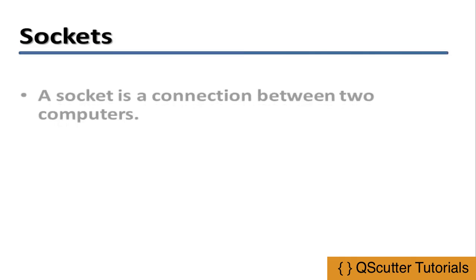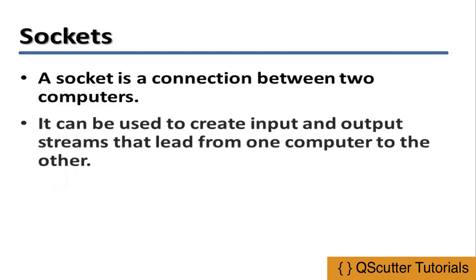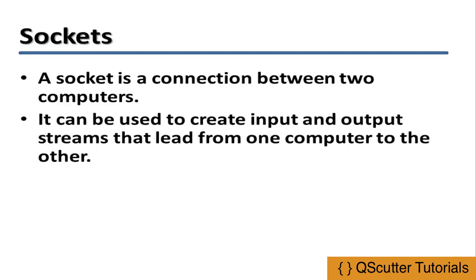Sockets. A socket is a connection between two computers. It actually allows us to communicate with another computer in a network. It can be used to create input and output streams that lead from one computer to another. Actually, it is embedded with a port number, and it takes the incoming connection from a port and passes it on.